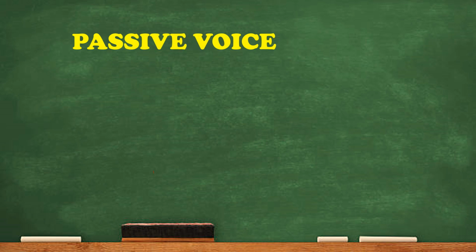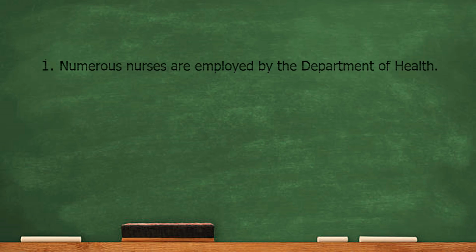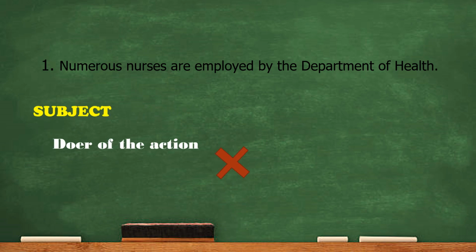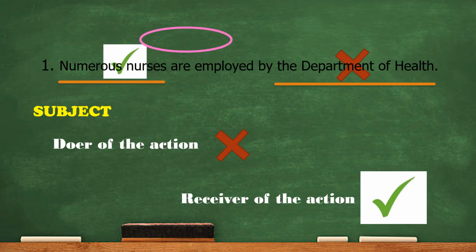And now, let us have the passive voice. When the subject receives the action of the verb, the sentence is said to be in the passive voice. Let us look at this example. Numerous nurses are employed by the Department of Health. Now, our subject here is no longer the doer of the action, but it is already the receiver of the action. It is not the Department of Health that employs, but it is the numerous nurses who are employed. So the subject becomes now the receiver of the action, are employed.